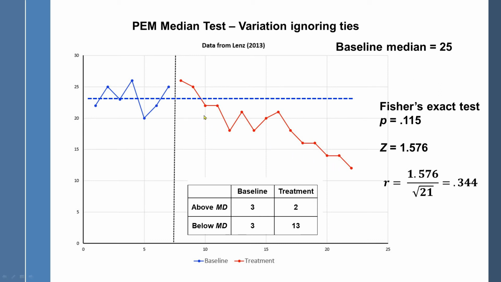When we look at the data, it's a fairly pronounced trend, but there is some overlap with the baseline phase. So it's not until you get down here that you start to see the real difference. And I think that this effect size, this medium effect size of 0.344, is a fairly good representation of what's going on here. Of course, it doesn't show you the trend line, but the visual analysis does.